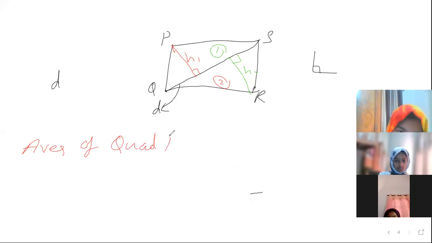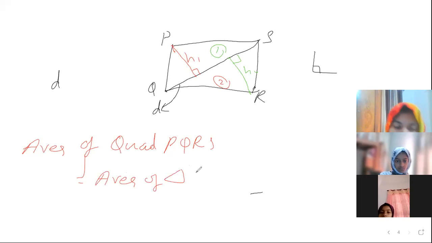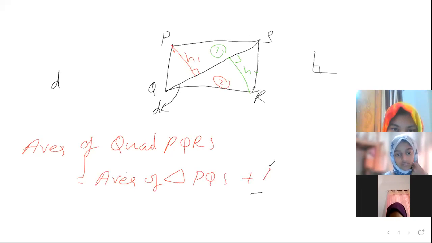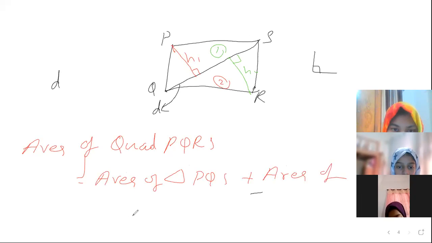Area of quadrilateral PQRS is equal to area of triangle 1, or area of triangle PQS, plus area of triangle, you can complete it. Which is the triangle? The first triangle is over. It is QRS or SRQ or QSR. Okay, QRS. Area of triangle PQS plus area of triangle QRS.